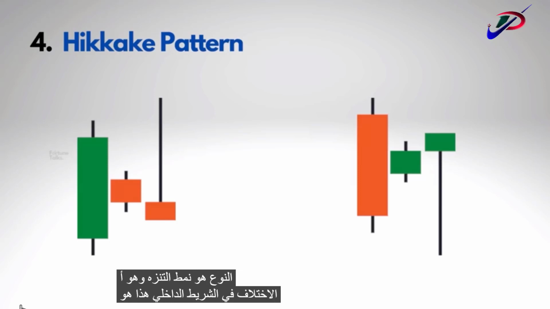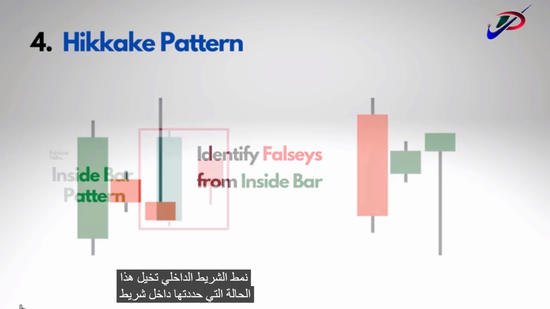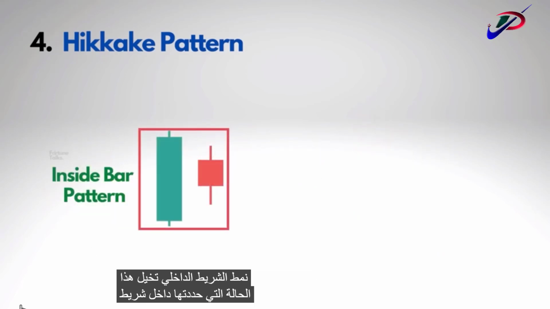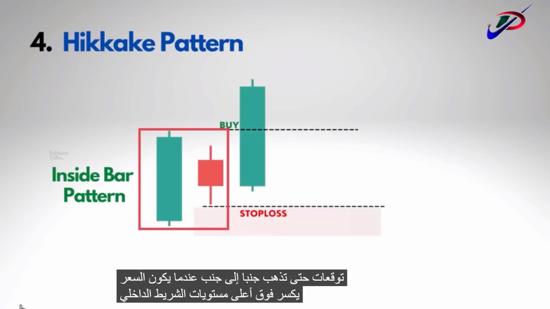This is actually a must-know pattern for all the traders because this pattern helps you identify a false breakout from the inside bar pattern. Imagine this situation. You identified an inside bar and you are hoping that the market will go higher, or simply you have a bullish outlook. So you go long when the price breaks above the highs of the inside bar.